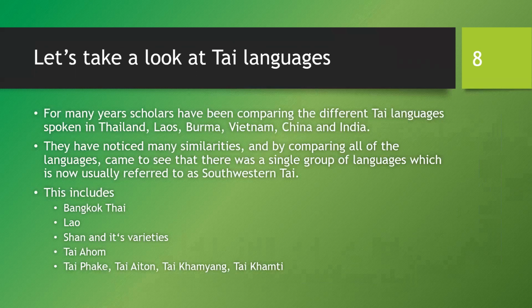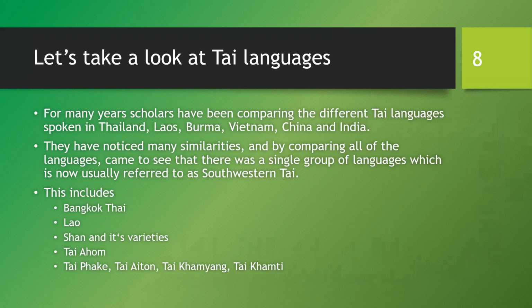So the names that were given to these groupings were related to where they occurred in connection with the original Thai homeland believed to be in the southwest of China. And this Southwestern Thai includes Bangkok Thai, it includes Lao, it includes Shan and all of Shan's varieties, and there are many different Shan varieties in Myanmar, and it includes the Thai languages of Northeast India, Tai Ahom, Tai Pake, Tai Ai Tuan, Tai Kham Yang, Tai Kham Ti.